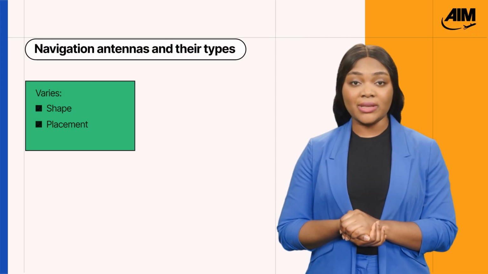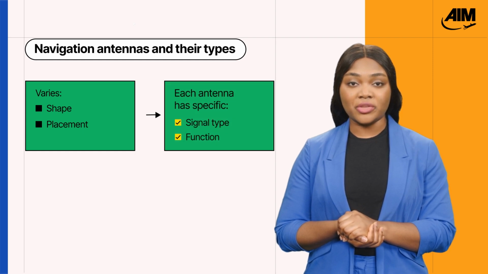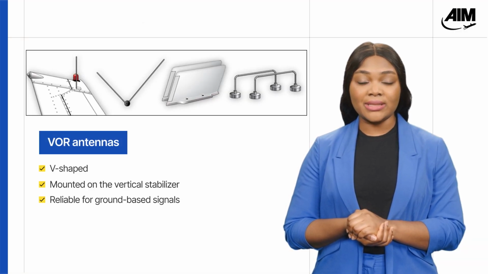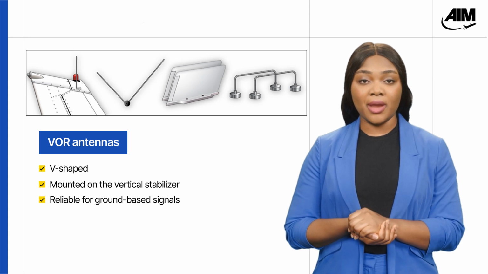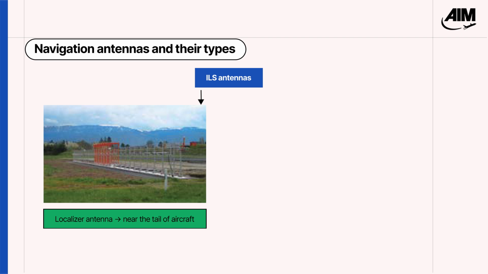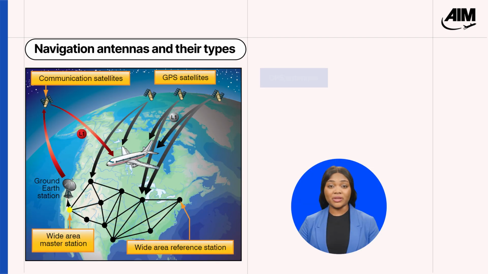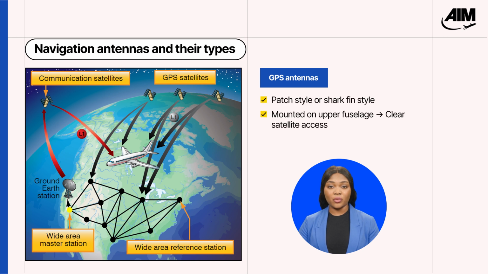Navigation antennas vary in shape and placement, each designed for a specific signal type and function. VOR antennas are typically V-shaped and mounted on a vertical stabilizer for reliable reception of ground-based signals. For instrument landing systems, ILS, localizer antennas are near the tail, while glide slope antennas are positioned near the nose. GPS antennas, either patch-style or shark fin, are mounted on the upper fuselage for clear satellite access.